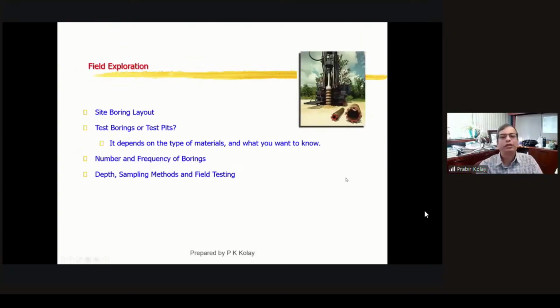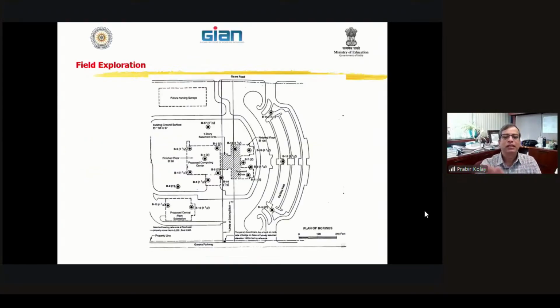Field exploration, as I mentioned, so you need to go to the site and take out soil samples. So site boring layout: you need to decide as a geotechnical engineer, depending on the site, how many boreholes you need to make, what should be the depth, and whether a test boring or test pit, depending on the type of material you want to know. The number and frequency of the borings is also very important. And then the depth, sampling method, and also field testing. So this is field exploration.